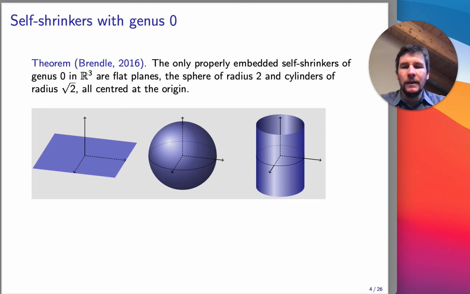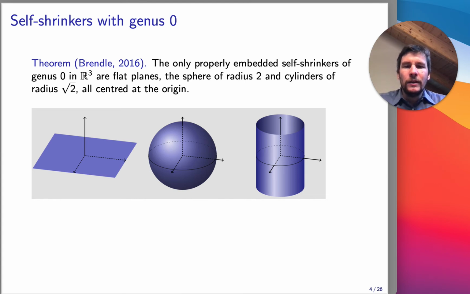Okay, so in particular you might think that the plane doesn't shrink or doesn't evolve on the mean curvature flow. Of course, it's just a minimal surface, so it doesn't do anything, but you actually could simply rescale it and you don't notice any difference. So in that sense, it's also a self-shrinker for the mean curvature flow.